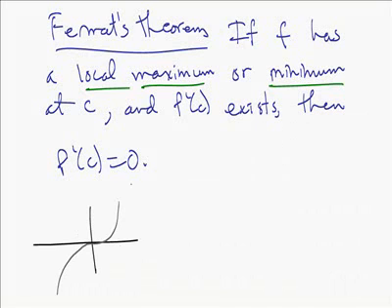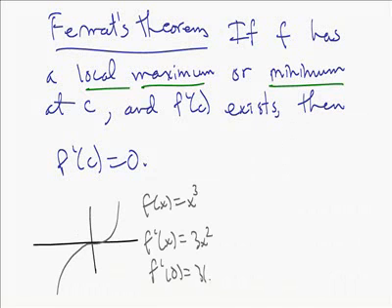Now, as the book points out, it's important here to see that the converse of this does not hold. For example, they look at the function f of x equals x cubed. Notice here that the derivative, which is 3x squared, is 0 at 0. And that tells you also that the line tangent to the curve at that point is horizontal. The slope is 0. But this is obviously not a local max, not a local min.